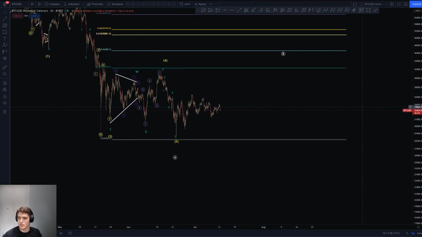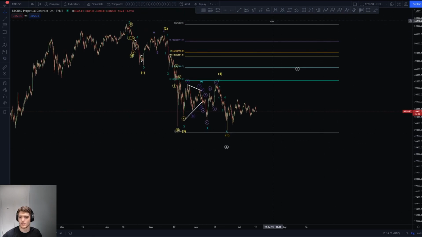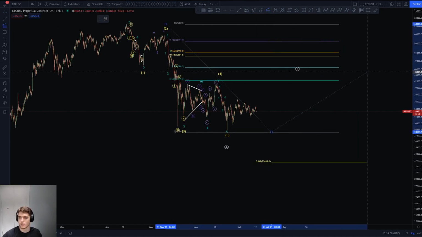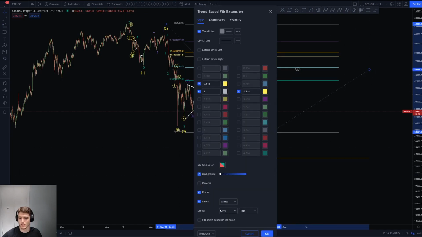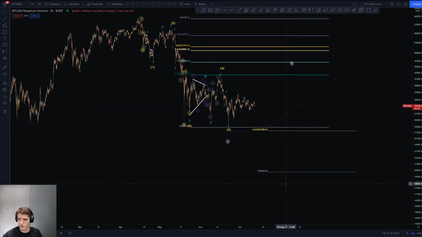And then C would come down theoretically to the 1-to-1 of wave A, but this is such a long correction that I would probably go onto the log scale and try to find out the Fibonacci retracement in log. So I'd check this box right here, and we should come down to, based on that, around 20K.